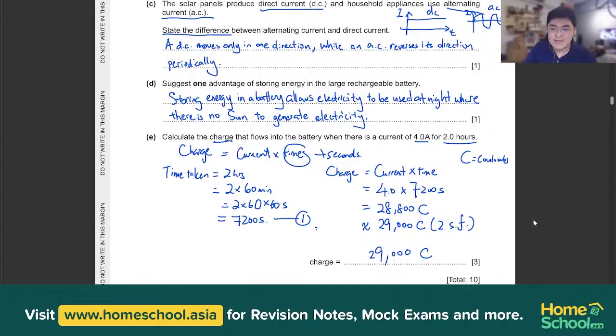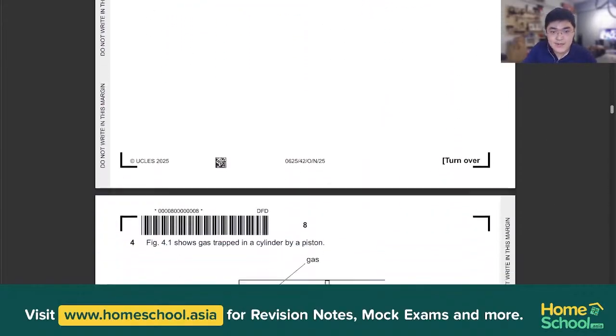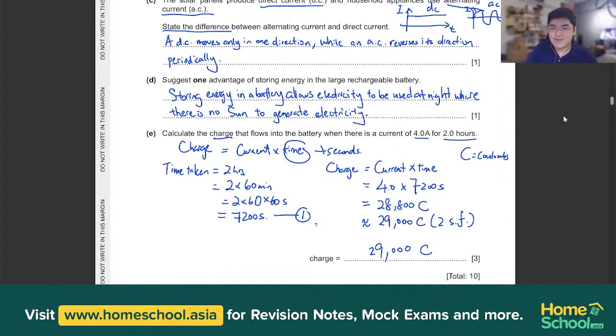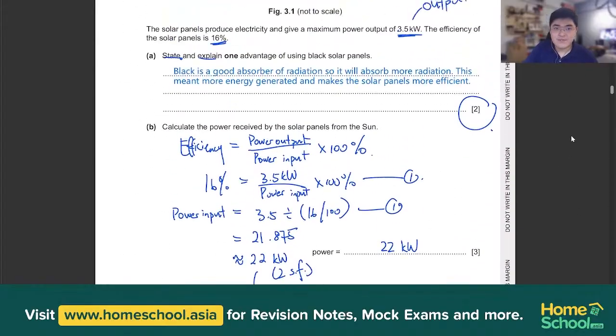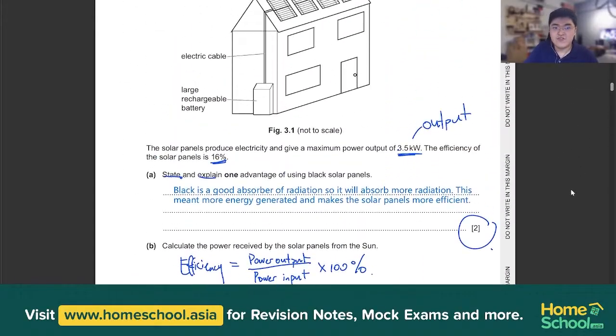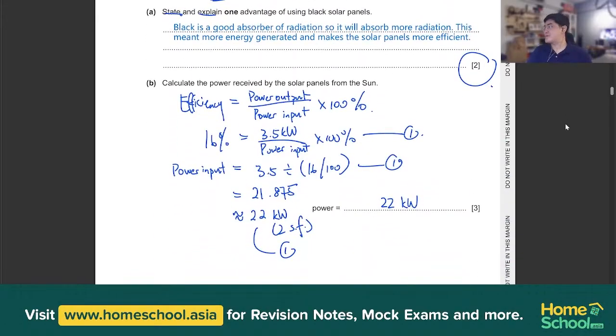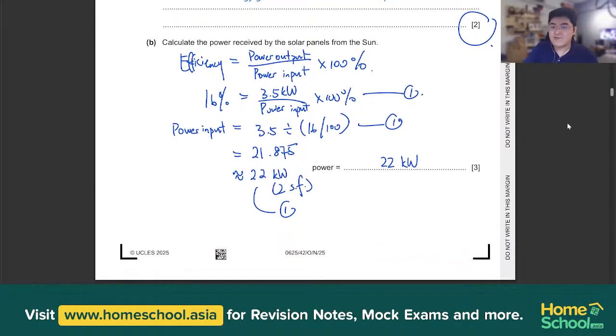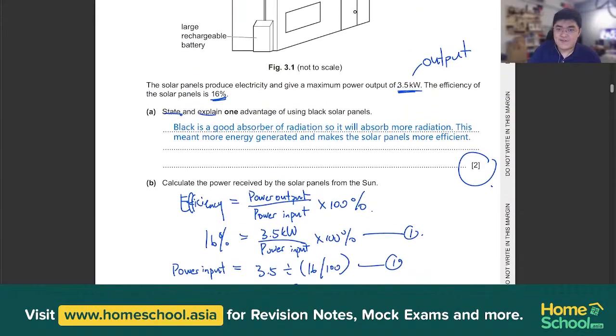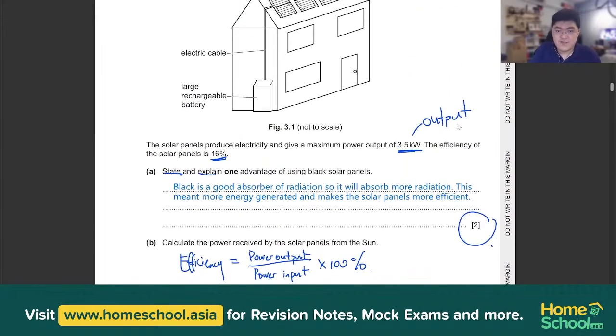Since question 3 is done, let's go back to 3 part B. Let's go through this part of the question right now. So first thing for this question, you want to calculate the power received by solar panels from the sun. As we are given from the question itself, the output of the solar panels is 3.5 kilowatts, and the efficiency of the solar panels is 16%.